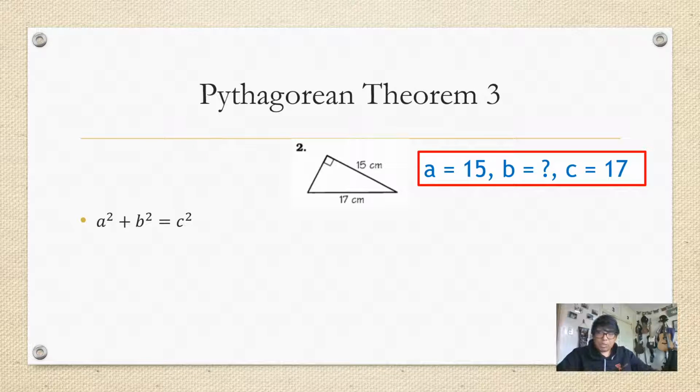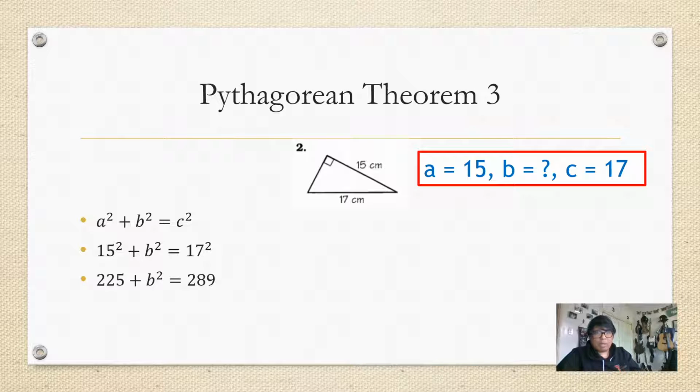Okay, our clues are laid out for us. First thing, of course, is to write the Pythagorean theorem. Second step is to substitute those numbers. A is 15. B, you don't put a question mark, you just leave it b. And C, you go ahead and put a 17 there. Do some arithmetic, and by arithmetic, I mean you square everything. So 15 squared is 225. 17 squared is 289. That gives us 225 plus b squared equals 289.